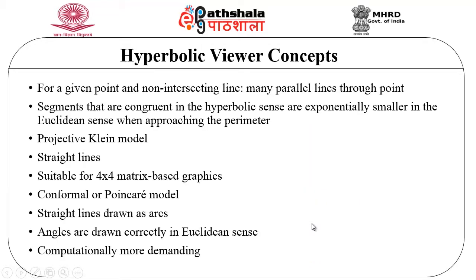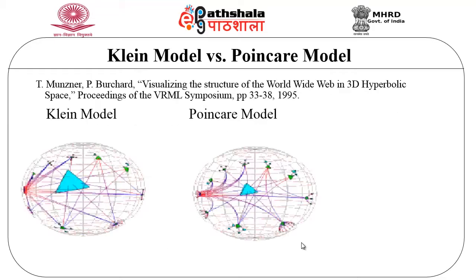Some of the concepts associated with these hyperbolic viewers are: for a given point and a non-intersecting line, there are many parallel lines that pass through this particular point. Segments that are congruent in the hyperbolic sense are exponentially smaller in the Euclidean sense when we approach the perimeter. They are projective in the case of the Klein model, and they are shown as straight lines which are suitable for 4x4 matrix based graphics. They are conformal, or they follow the conformal or Poincare model. Straight lines are drawn as arcs in the Poincare model, and the angles are drawn correctly in the Euclidean sense, and they are computationally more demanding.